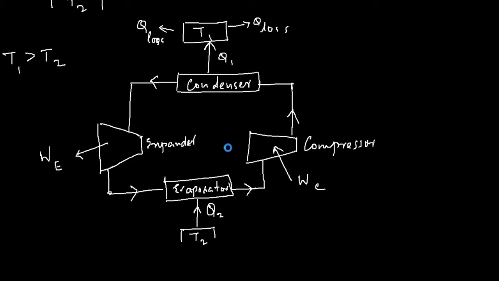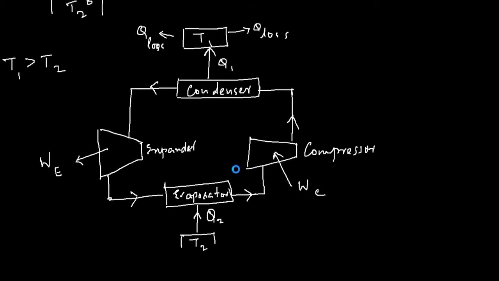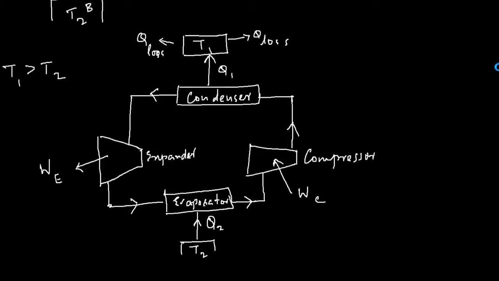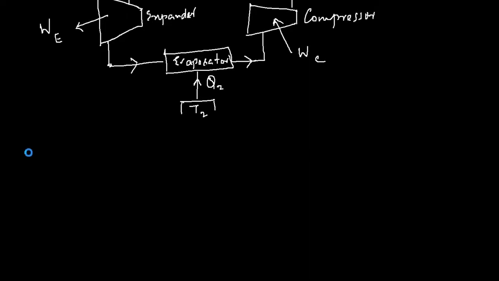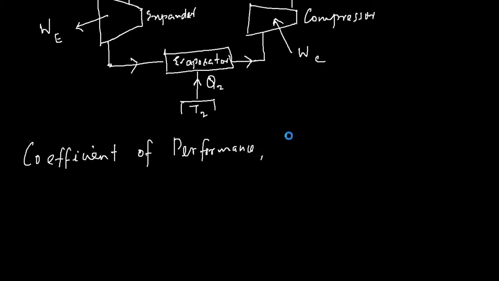Now for a refrigerator and a heat pump, there is a term similar to the efficiency of a heat engine. We call the efficiency of a refrigerator and a heat pump the coefficient of performance, or COP, and COP is defined as the desired effect over work input.